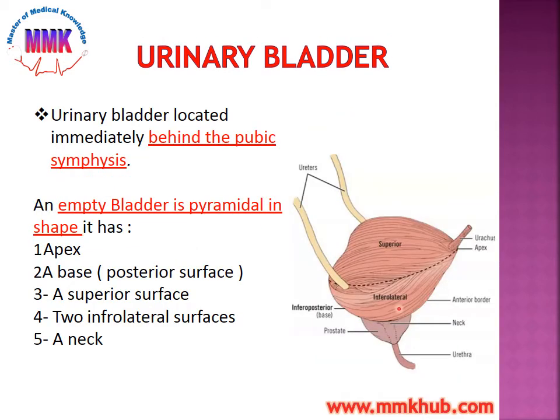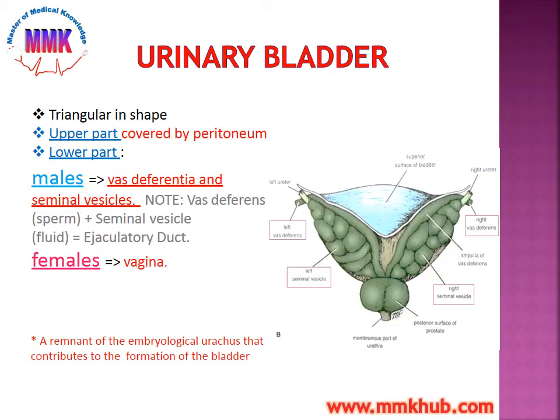Urinary bladder is located immediately behind the pubic symphysis. An empty bladder is pyramidal in shape. It has an apex, a base, which is called posterior surface, a superior surface, two inferior lateral surfaces, and a neck. In females, on the posterior surface of the bladder lies the vagina, a remnant of the embryological urachus that contributes to the formation of the bladder.